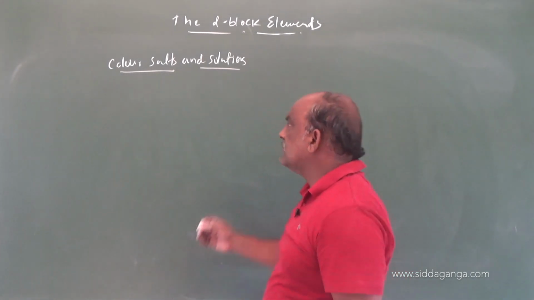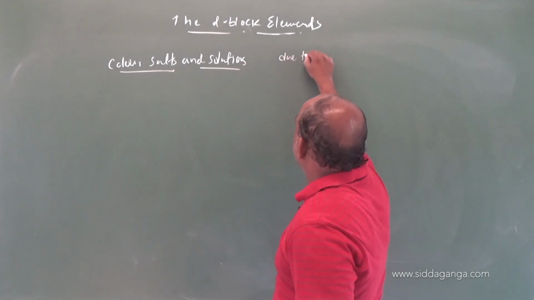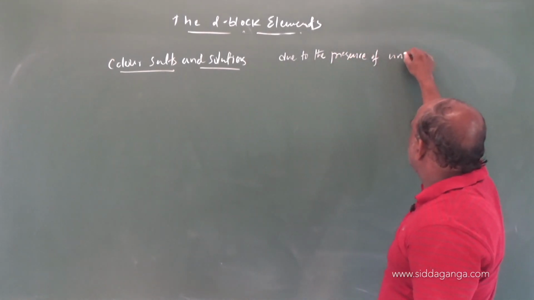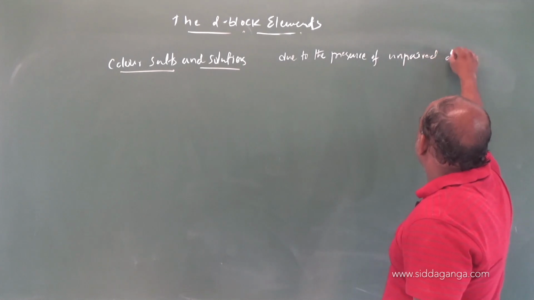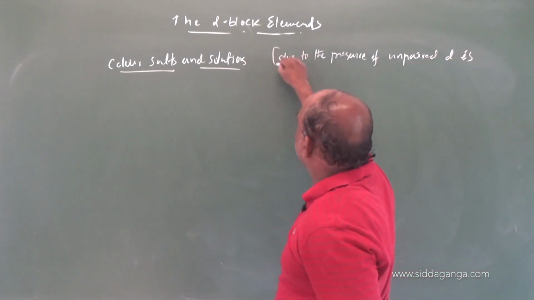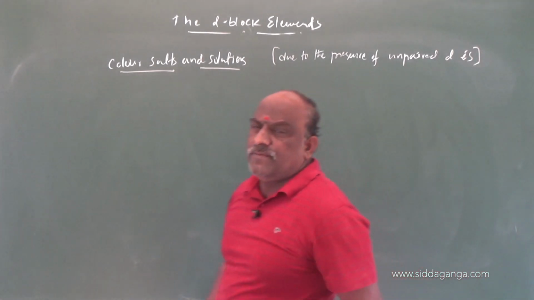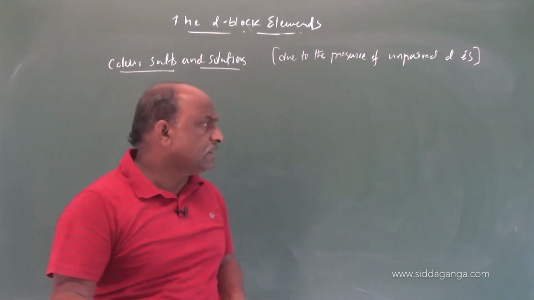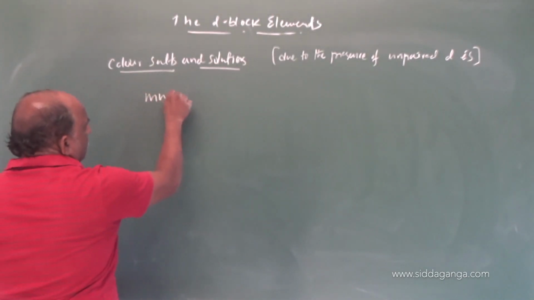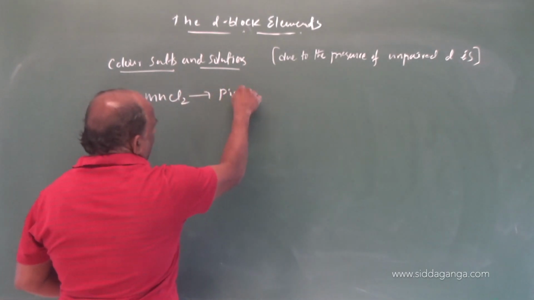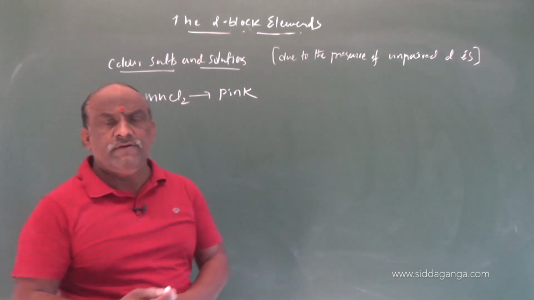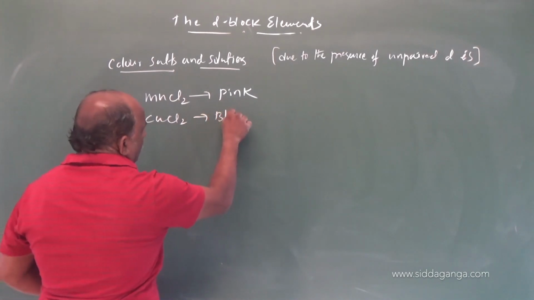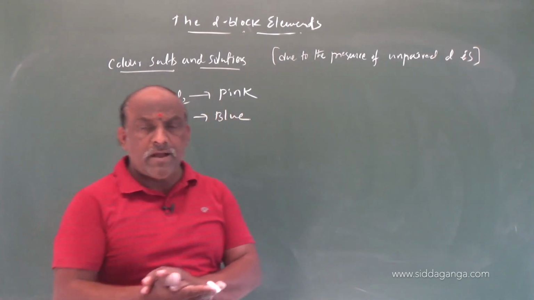What will be the reason? Here also there is one and only reason, the presence of unpaired d electrons. This reason is very important, my dear students. I will give some examples. Consider MnCl2, which in the laboratory is pink in color. One more example, CuCl2, is blue in color, also available in the laboratory.